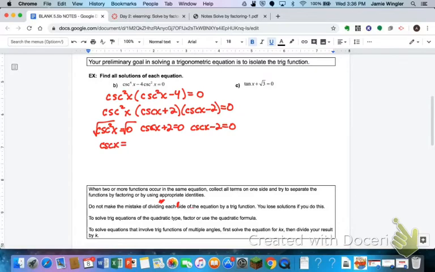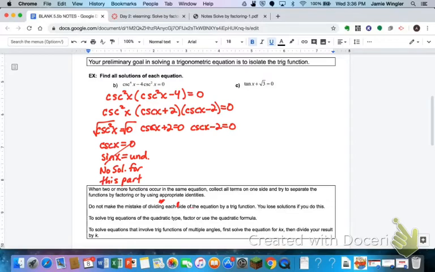So we get cosecant squared of x equals 0, cosecant of x plus 2 equals 0, and cosecant of x minus 2 equals 0. If I take the square root of both sides here, then I get cosecant of x equals 0. Remember, cosecant is the reciprocal of sine, and the reciprocal of 0 is undefined, so this means that sine of x is undefined. There's no spot on our unit circle where the sine or the y value is undefined, so we have no solution for this part. We can just ignore that.